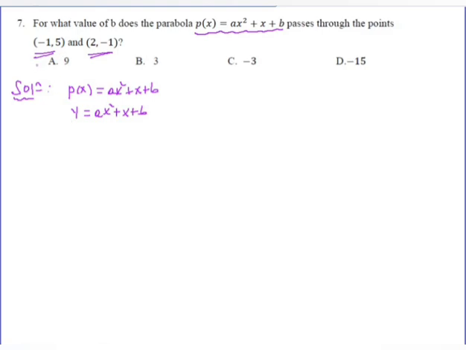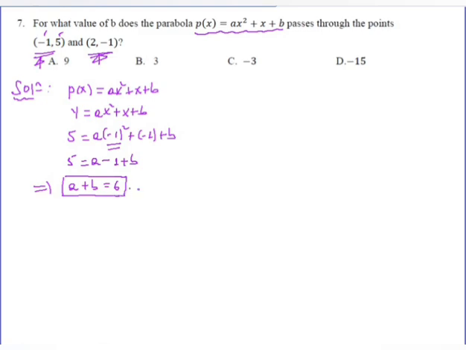Since this parabola passes through these 2 points, let us take the points. In place of y, use 5. 5 equals a times, in place of x, use minus 1, minus 1 squared, plus x, which is minus 1, plus b. So minus 1 squared is 1. So this becomes 5 equals a minus 1 plus b. So this becomes a plus b equals 6. Say this is equation 1, or whatever you like.